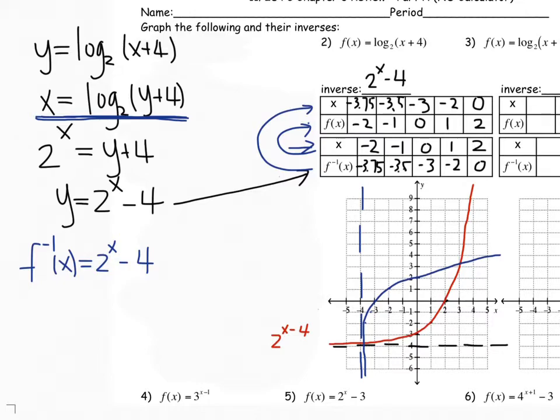So don't forget, for exponential functions, we have the horizontal asymptote. For the logarithm functions, we have the vertical asymptote.